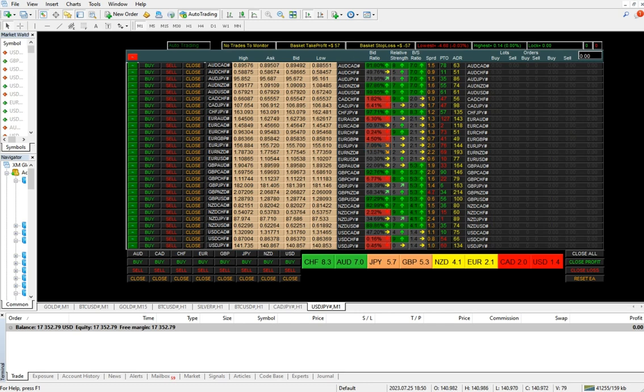Also, a very important thing here: based on the currency strength, we are getting a mark here. CHF 8.1, it's very strong currently. Euro, CAD, and US dollar are currently very weak, so they are on the red side. So based on that, we can identify the currency strength, whether it is strong or weak, and whether we should go for a buy side or sell side. Based on that, we can take a trade.